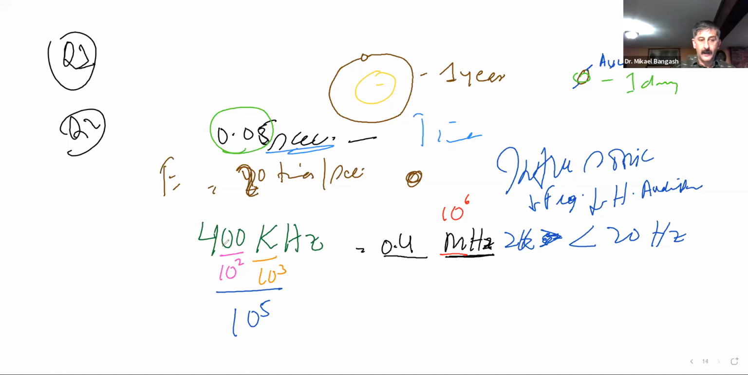Had it, for instance, been 4,000 kilohertz, then if you express that in megahertz, that would have been 4 megahertz. Because here, this was 10 raised to the power 3, and this was 10 raised to the power 3, and when you add those up, it comes to 10 raised to the power 6. We then would just have been 4 megahertz.